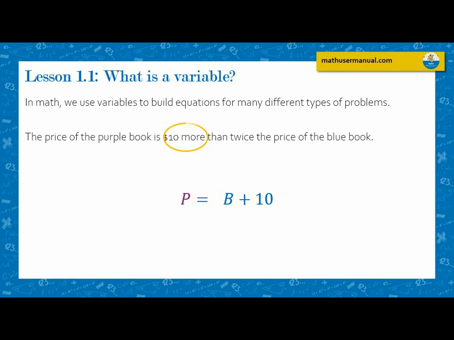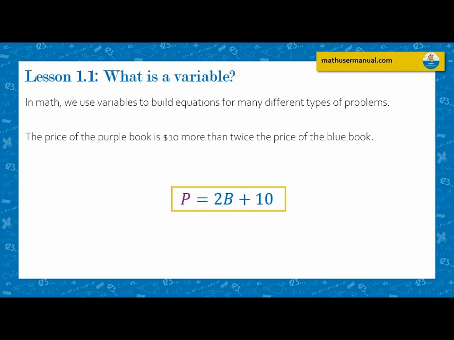But that's not the only difference. We're also being told that the purple book is twice the blue book. So to account for that twice, we multiply the blue book times 2. And this is how we build the equation for this problem. The purple book is going to be twice the price of the blue book plus $10. And then we can replace B for whatever price we know of the blue book.